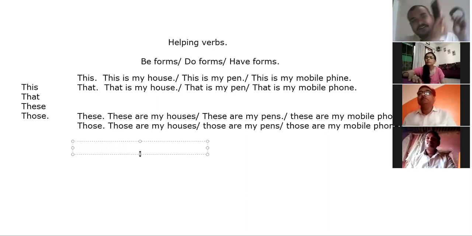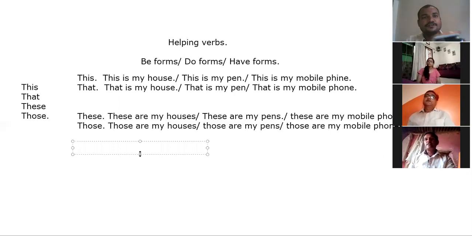If these are far somewhere, for example in my house, in the next room, on a table, I can say those are my pen, my watch, my mobile phone. So near to me, these. Far, those. Singular, this. Plural, these, those.